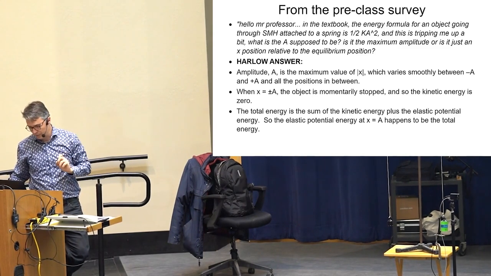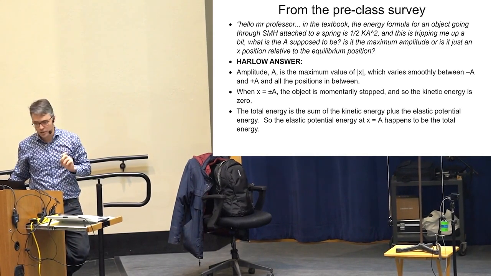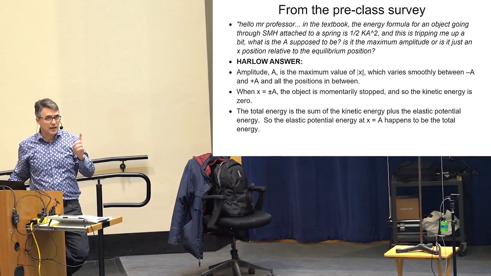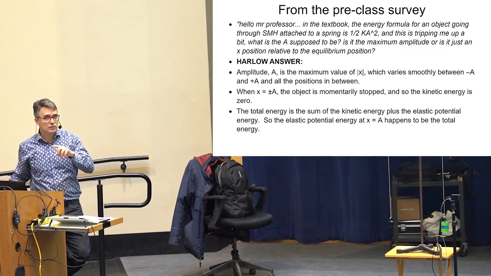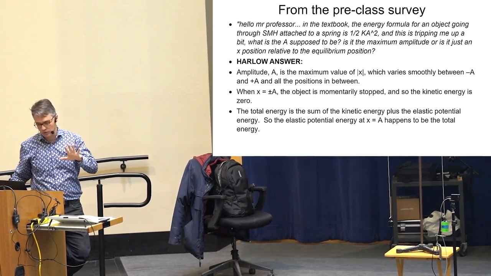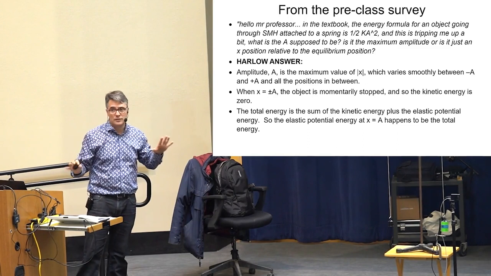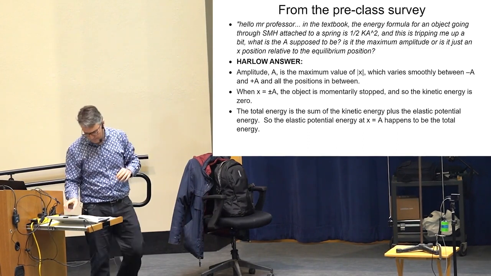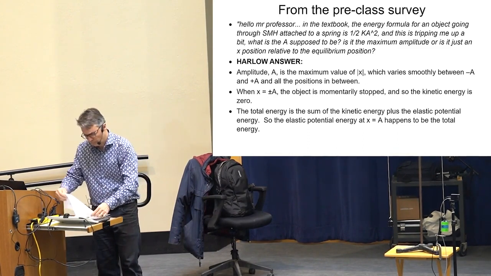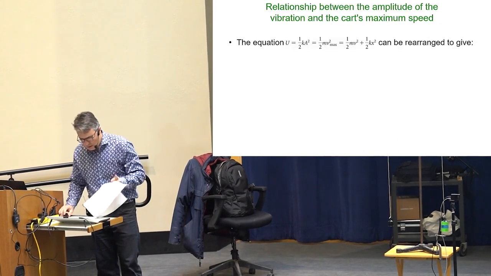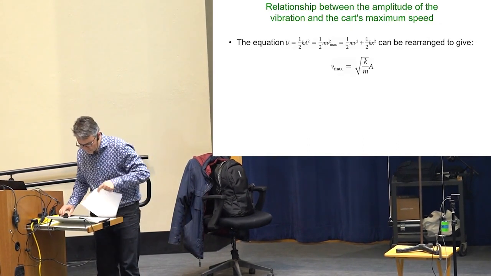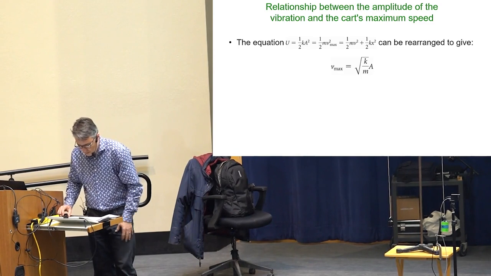So if v is 0, then the kinetic energy at that moment is 0. So the total energy at that moment, which is kinetic plus potential, is just all the potential. So the elastic potential energy at x equals A just happens to be the total energy of the system. So it's a nice little trick to find this total energy. So you can find Vmax actually if you rearrange all this stuff.